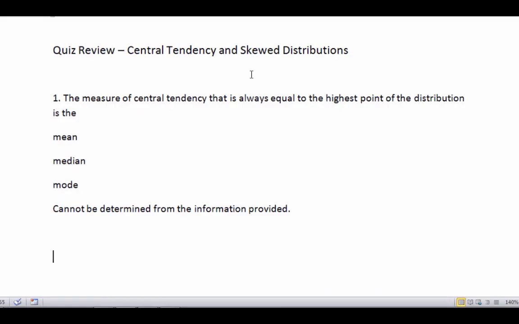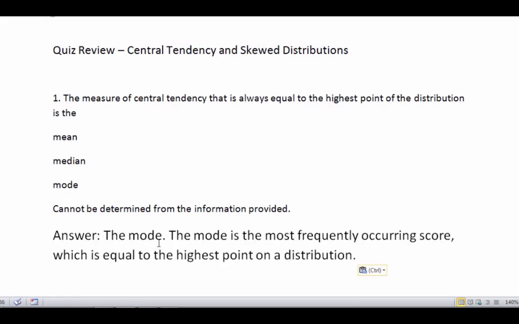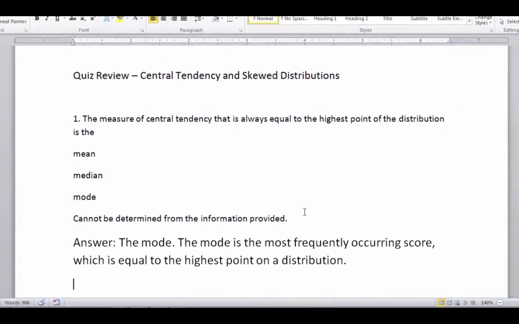In this video, we'll go over the quiz answers for central tendency and skewed distributions. So number one, the measure of central tendency that is always equal to the highest point of the distribution is the mode. The mode is the most frequently occurring score, which is equal to the highest point on a distribution.